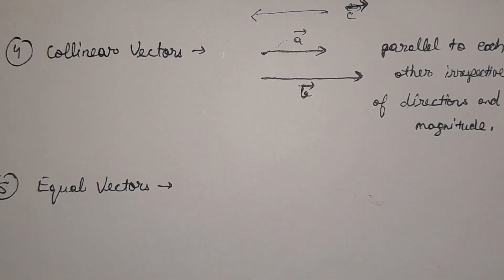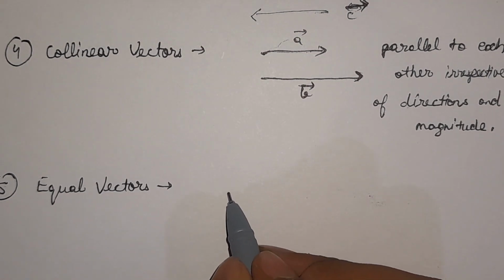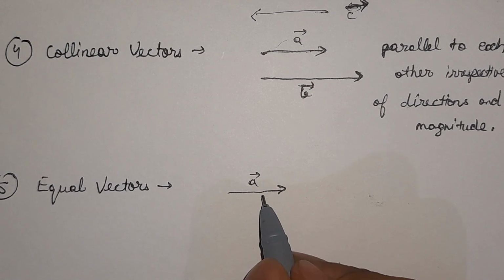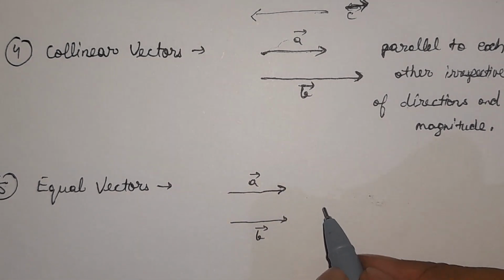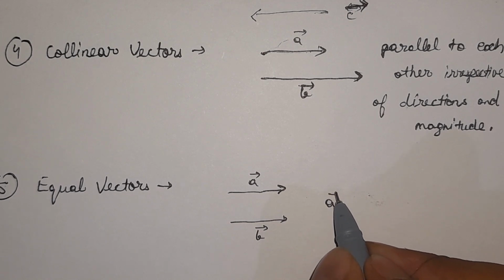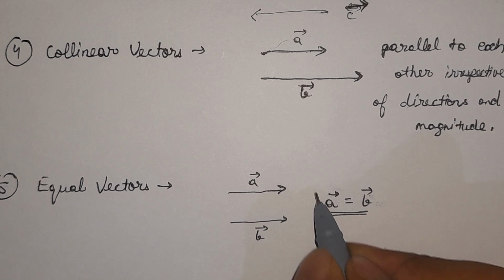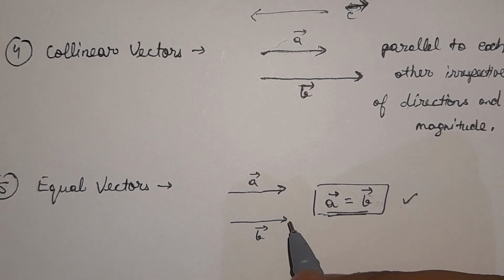Fifth is equal vectors. Vectors are said to be equal if they have the same magnitude and direction, regardless of the position of their initial point. So if two vectors are in the same direction and also parallel to each other, say this is a vector and this is b vector, and their magnitude is also the same, I can write a vector is equal to b vector. They both are equal. Their magnitude is equal and their direction is equal. So they both are same.